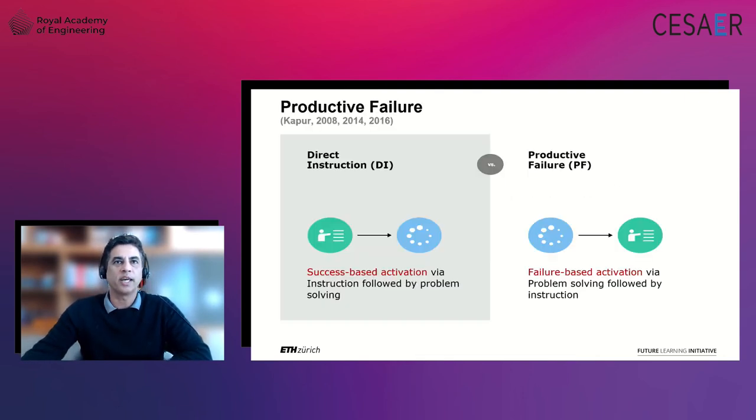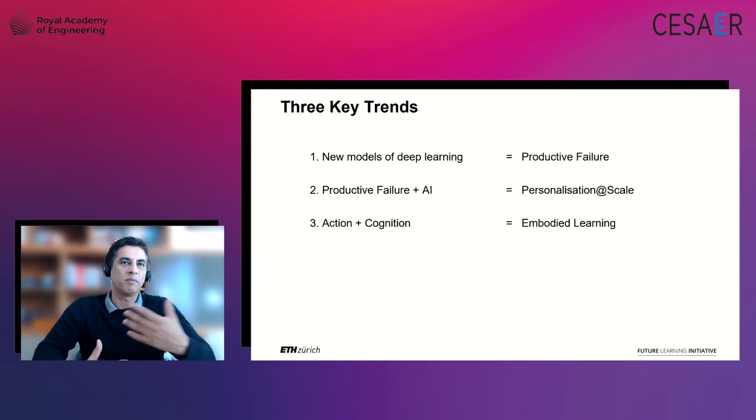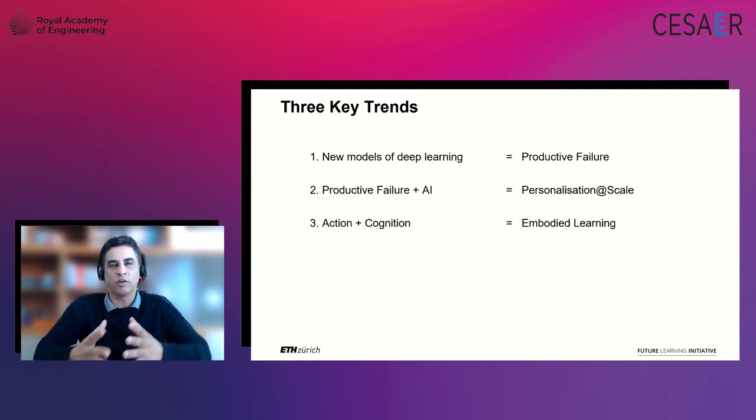Three trends that we're looking at, and I represent them as equations here. Okay, so the first thing I'm going to talk about is the new models of learning. There are new models of learning that are taking a departure from the past models, the traditional models of instruction, which unfortunately still somewhat underpin some of our teaching and learning, whether it's online or offline. One of the new models of learning that I've been looking at is called productive failure, and I'll quickly describe that.